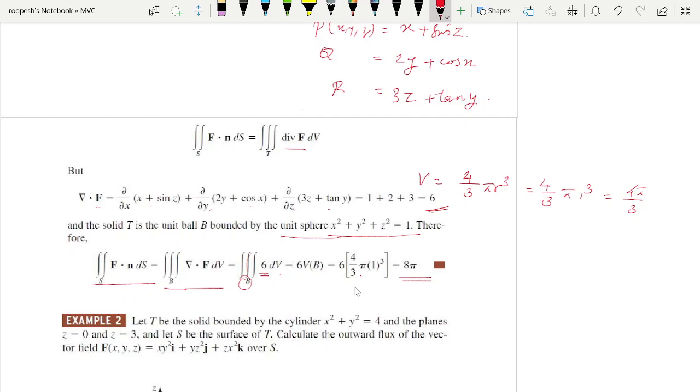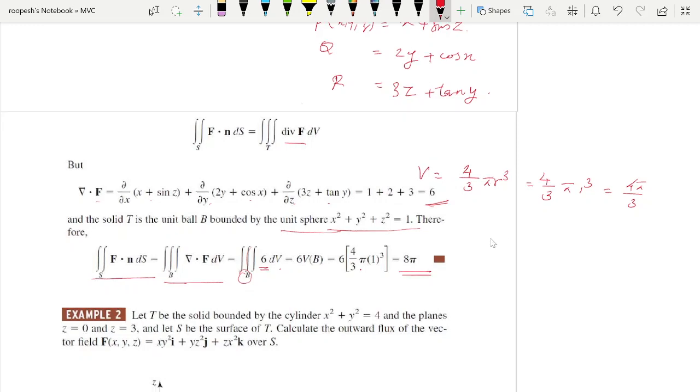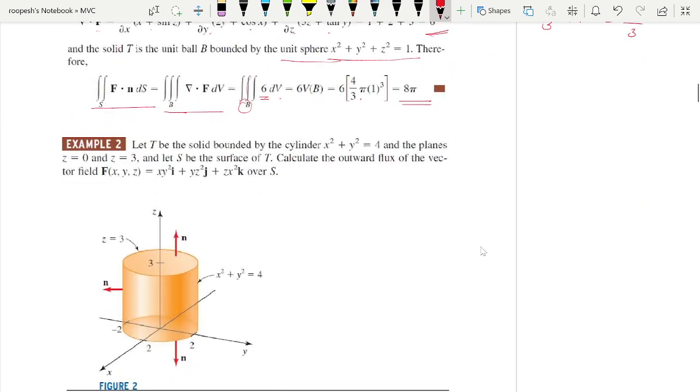Here we haven't bothered about the limits of the triple integration, since we know the volume of that solid. If we don't know the volume of a given solid, we have to put the limits also. We should draw the graph and put the limits for this triple integration. Okay, let us see another example. Here, we are forced to draw the graph.